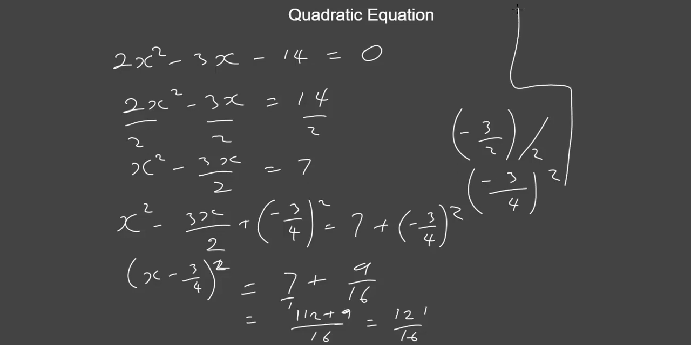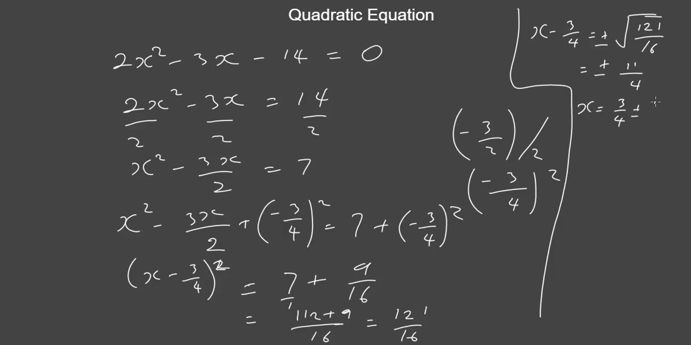So the next phase is to take the square root of both sides. So this becomes x minus 3 over 4, which is equal to the square root of 121 over 16. This is plus minus, don't forget that. So what is the square root of, you take the square root of numerator and denominator separately. So what is the square root of 121? That will give you 11, and the square root of 16 will give you 4. Then x becomes 3 over 4 plus or minus 11 over 4.